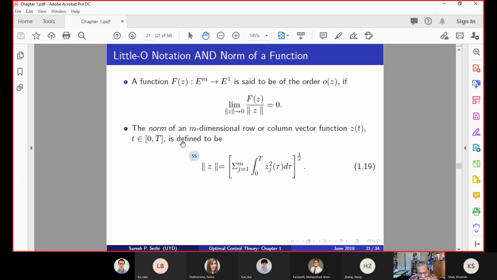If I have a function and I want a neighborhood of a function, then I also have to define the norm. If I have a function z of t, which is a vector function, then I take the square of the components, integrate from 0 to t, sum these for j from 1 to m, and then take the square root. That is the norm. So that's another neighborhood. Once again, I'm not using all of these, but I'm just telling you that you need some of these things to take the derivatives.